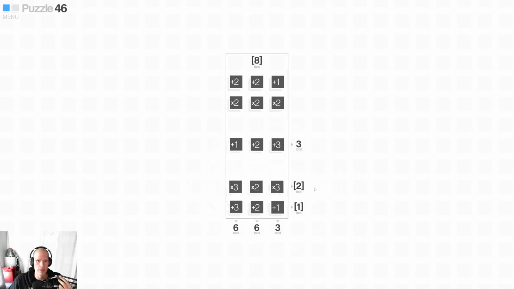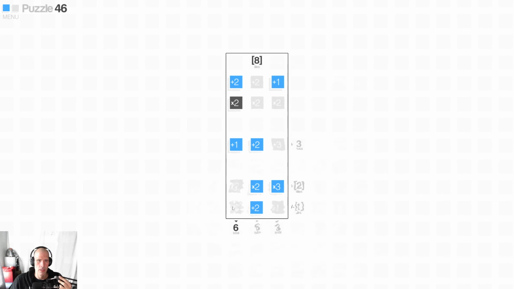1 times 3. That can't possibly work. Oh, it's 2 tiles. That could work. Oh, it doesn't work. But 1 times 3 does work. Okay. Yeah, it'd be nice if they gave you the totals over there. There's a few bits of stuff where it'd be a little simpler if they signaled what would be going on. Close, really close. Two times two is 4. No, that's times 3. That can't work.